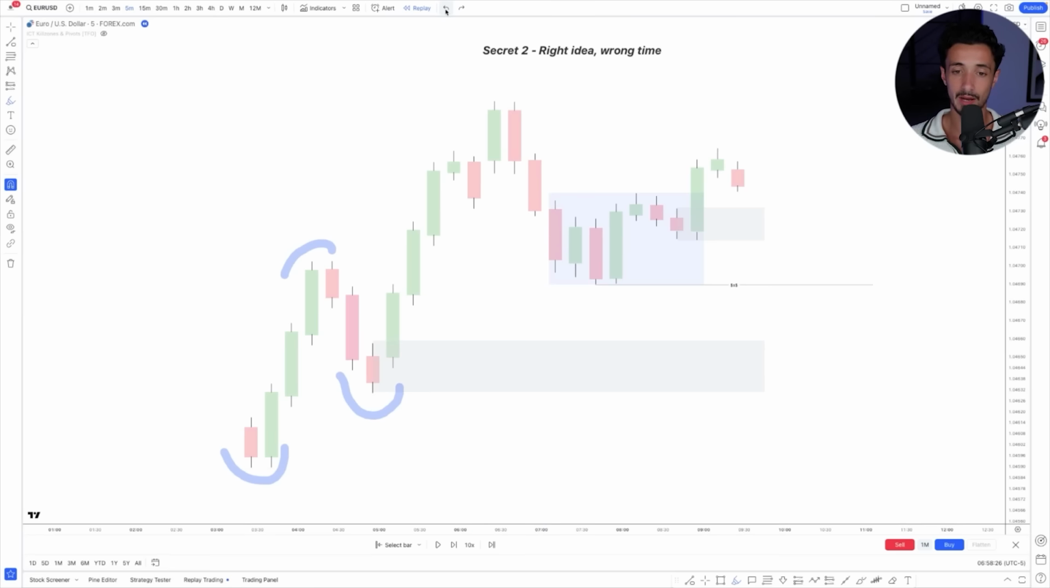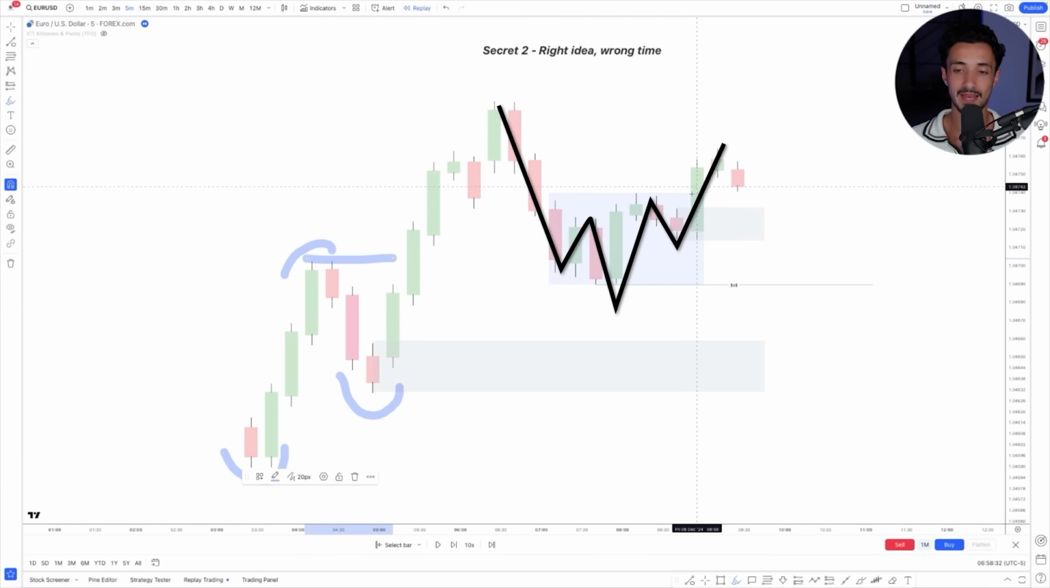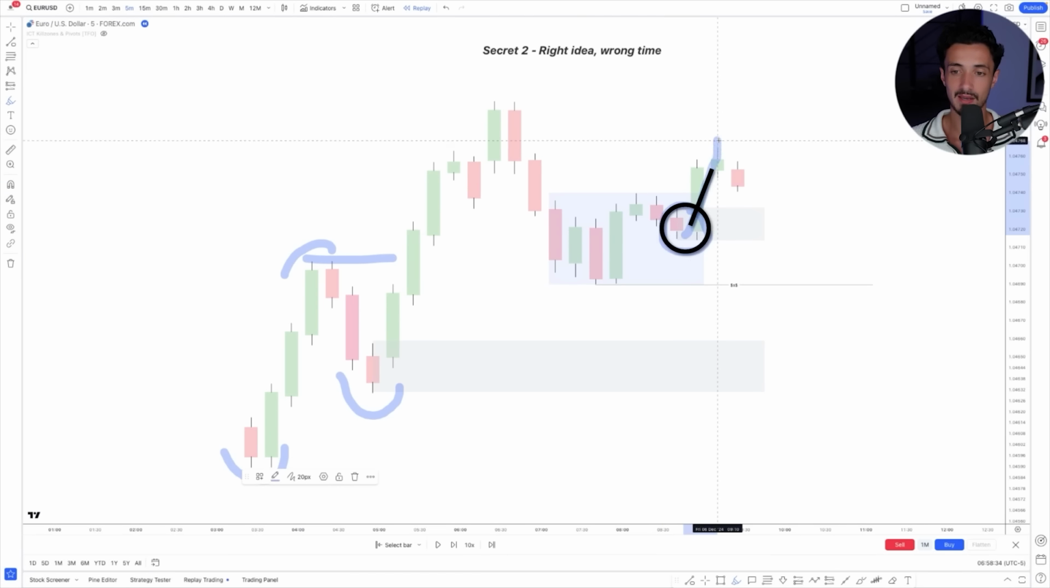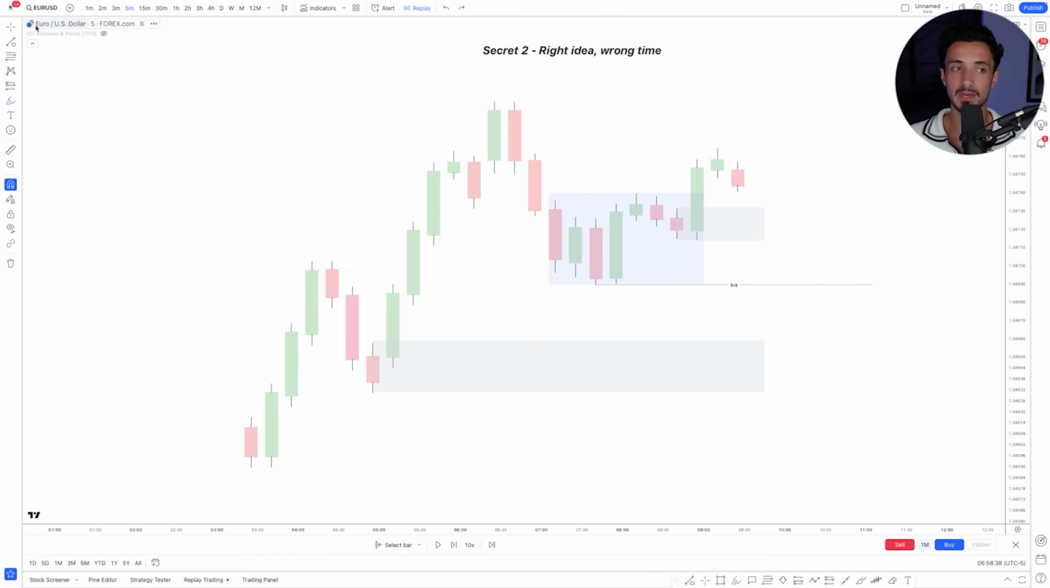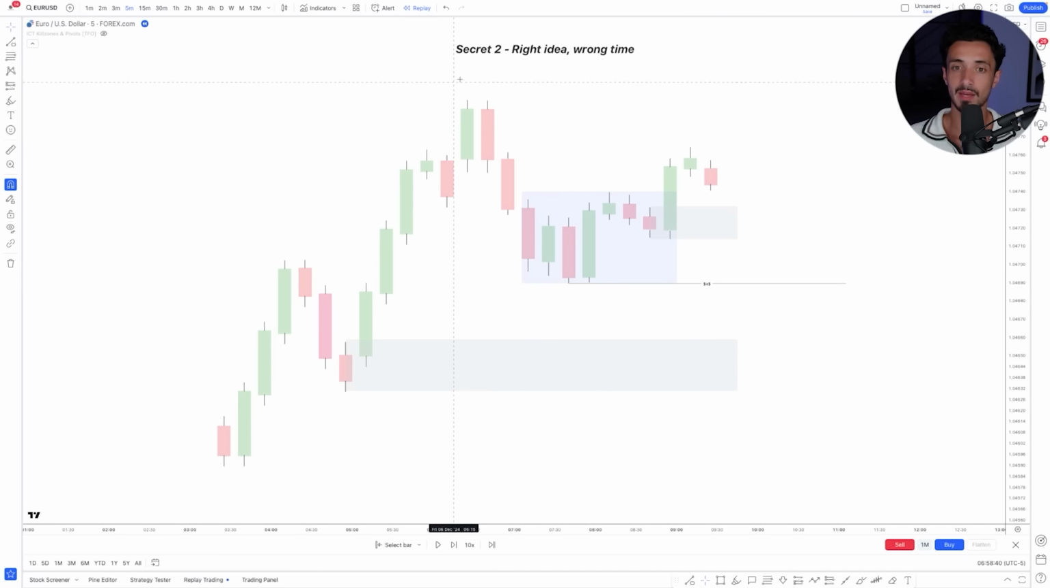Now what happens is a lot of traders see this and they're like, okay, we are bullish, awesome. We've had a pullback and now we're going again. And then they have this aggressive move like this, and then that is their order block. And in some scenarios, that could be the right play, but it might be the right idea, just the wrong time.